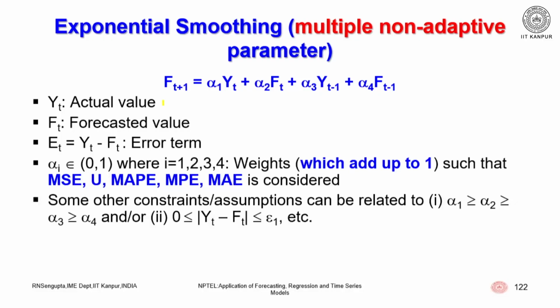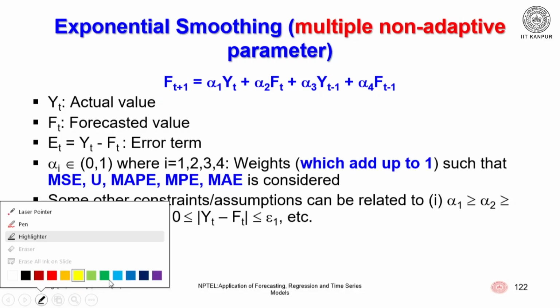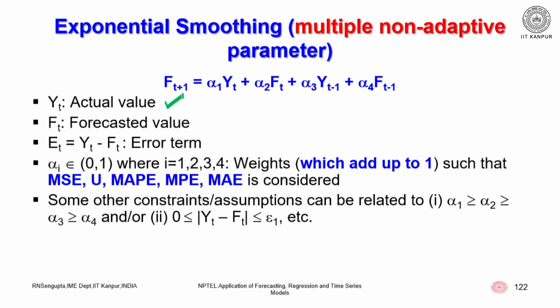Now, here also again we consider the same nomenclature. Y is the actual value, F with the suffix is the forecasted value, and E is the error term. And if you see it, the non-adaptive parameters are alpha 1, alpha 2, alpha 3 and alpha 4. Now, obviously, it is true that the sum of alphas is equal to 1, which I have already mentioned.